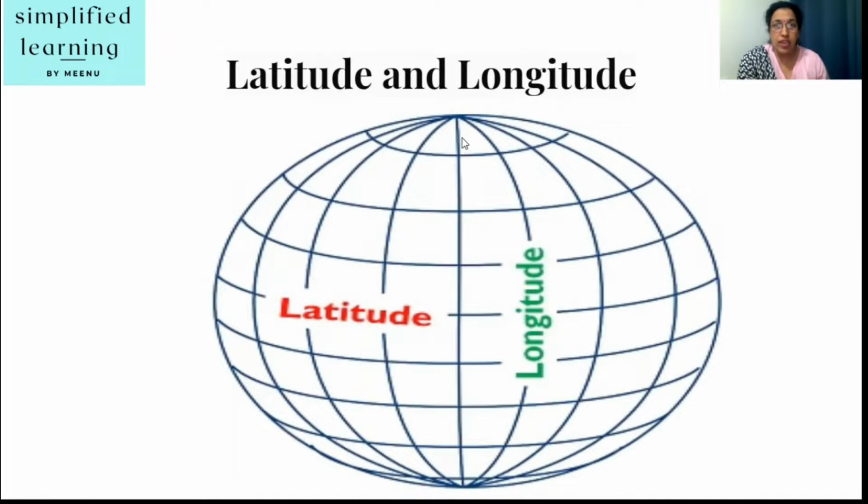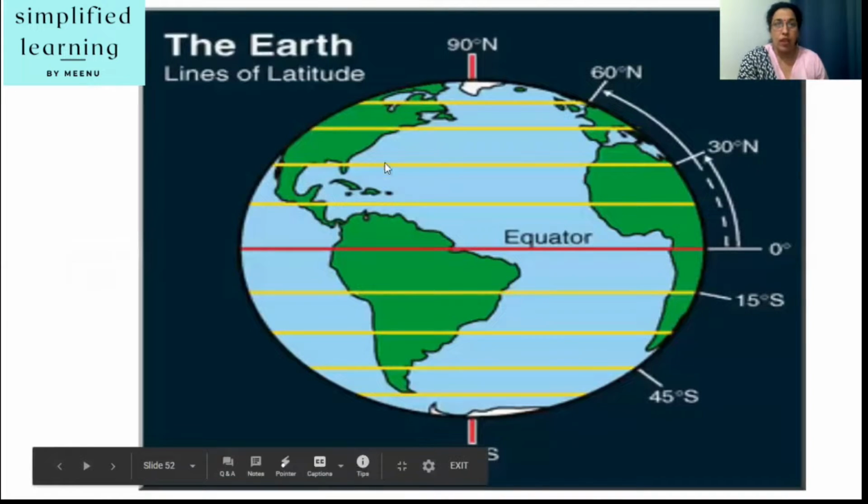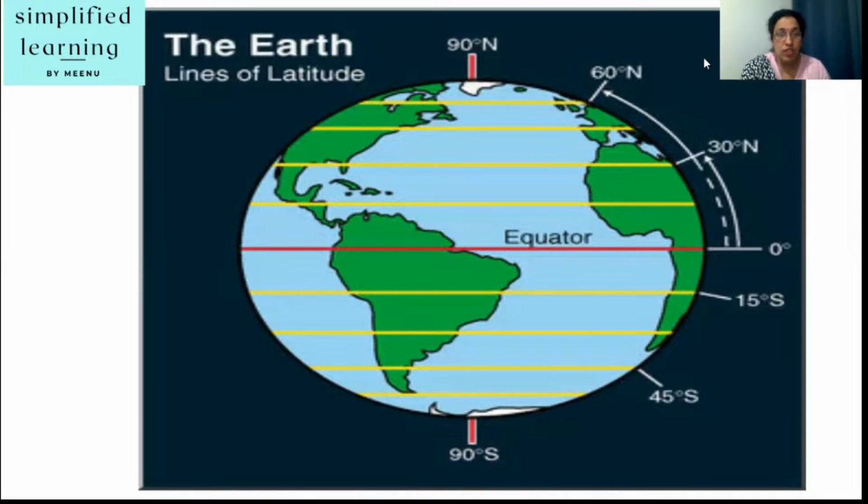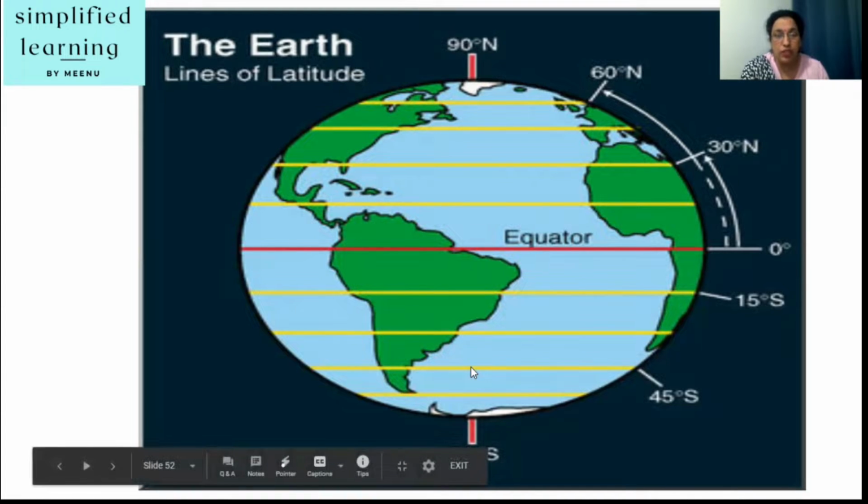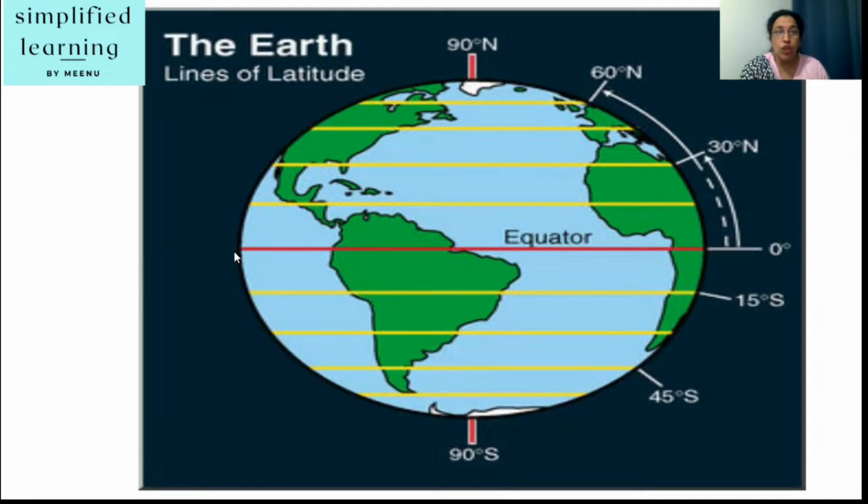Now, this is how our latitudes and longitudes look. Latitudes are the horizontal lines. Can you see them? And the longitudes are the vertical lines. Now, latitudes are the horizontal east-west lines. The longest latitude is the equator. Can you see this red line here? This is the equator. It divides the earth into two equal hemispheres. The upper hemisphere is the northern hemisphere and the lower one is the southern hemisphere. So this is the longest line of latitude, which is at 0 degree.